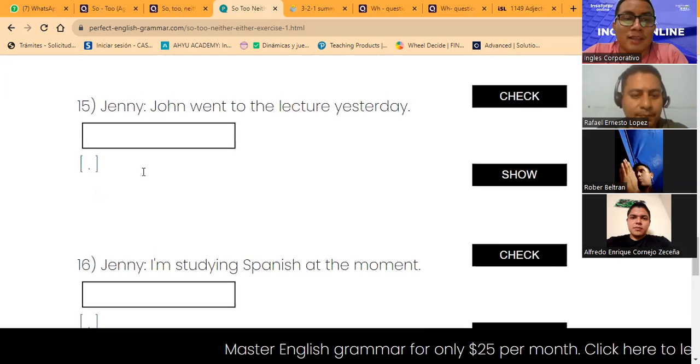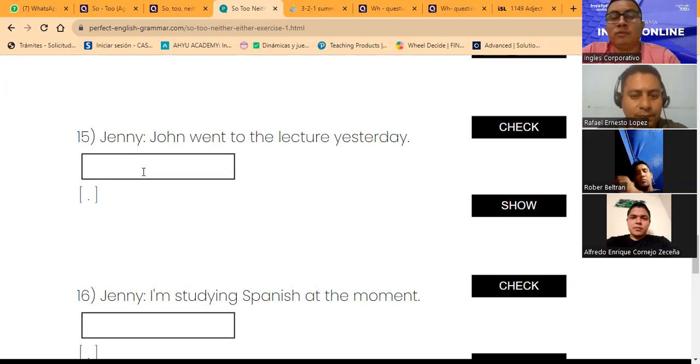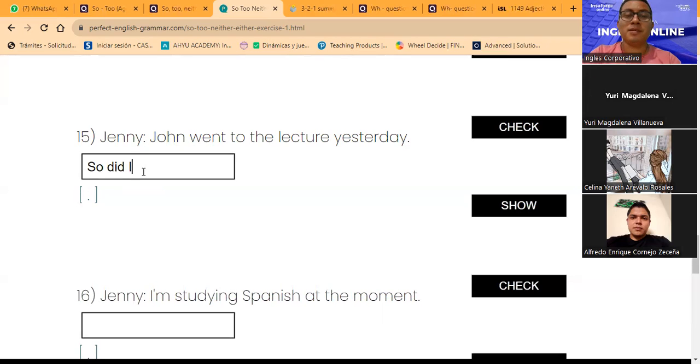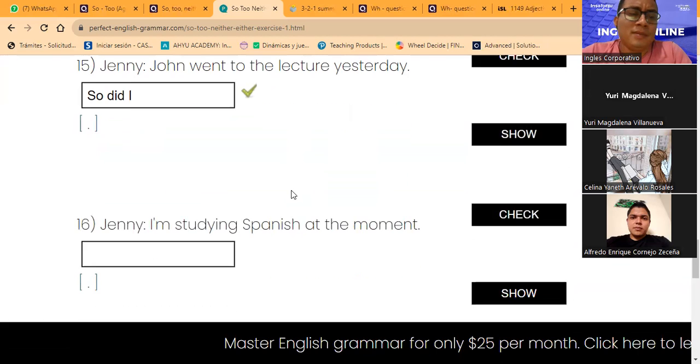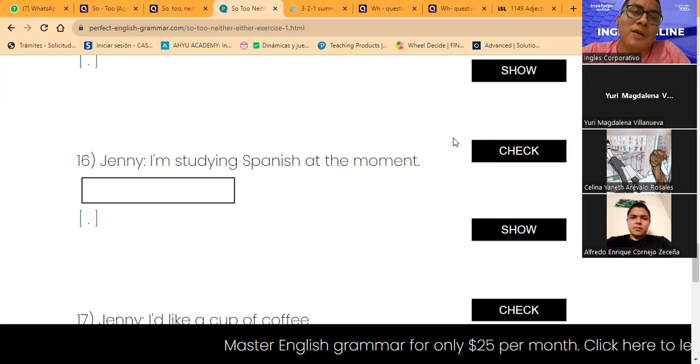Vamos a ver este otro. ¿Cómo les queda? Me ayudan. John went to the lecture yesterday. Juan fue al discurso ayer. ¿Cómo digo que yo también fui? ¿Digo neither o digo so? Usamos so. Después de eso usamos el auxiliar, acuérdense. So, ¿cuál es el auxiliar del simple past? So did I. Nice. Así funciona.